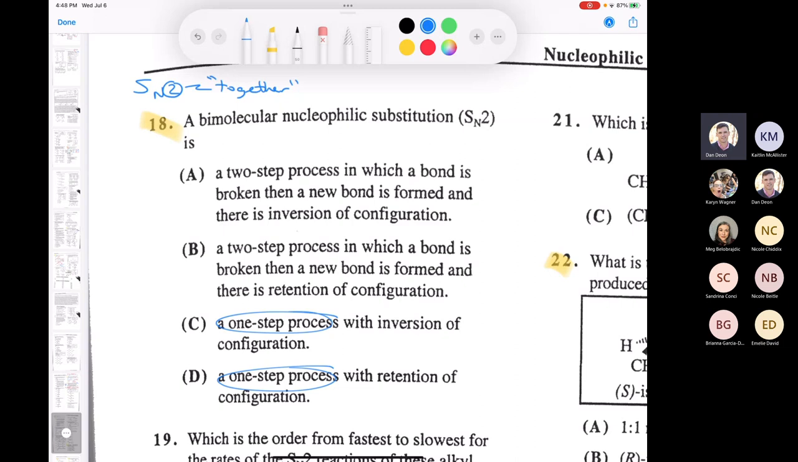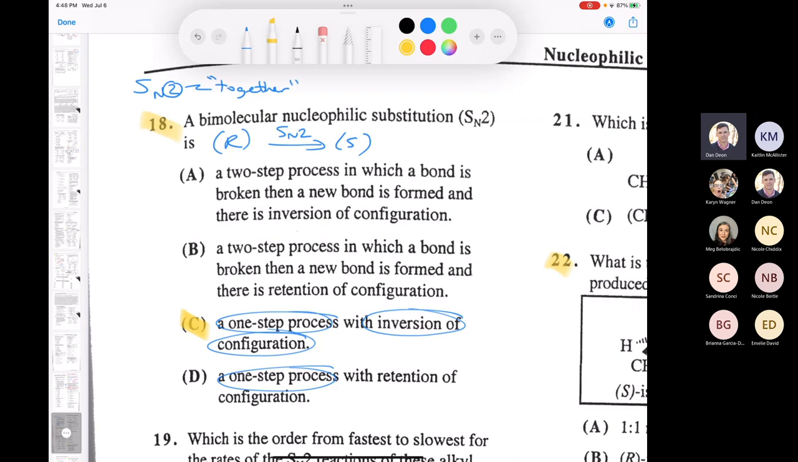And we know that when you have an SN2 reaction, if you have a chiral center, let's say you have a compound that's R, and then it undergoes an SN2 reaction, it becomes S. So we have inversion of configuration. And so the answer must be C. All right. Nothing meant to be mind-boggling there. Just kind of want to review what an SN2 reaction is.